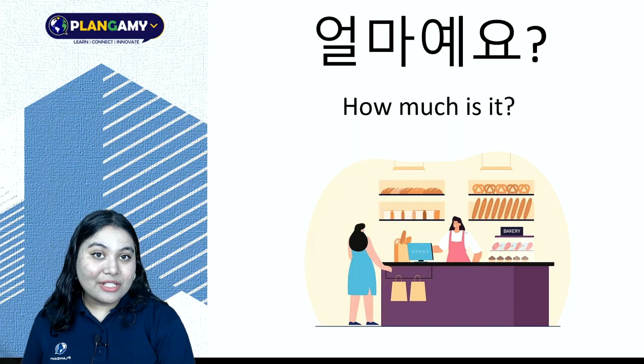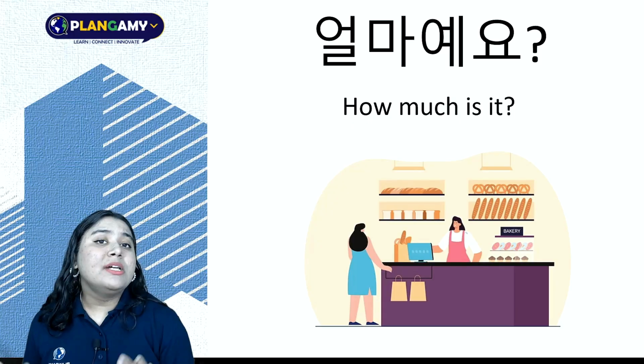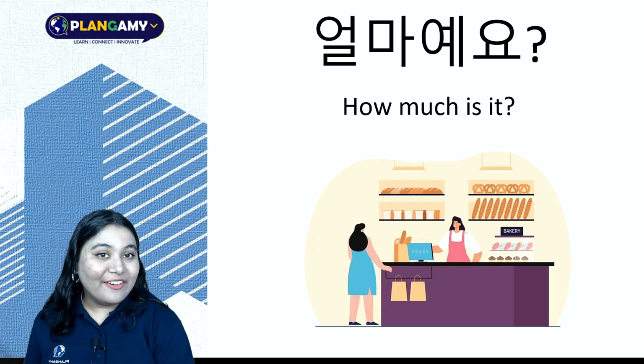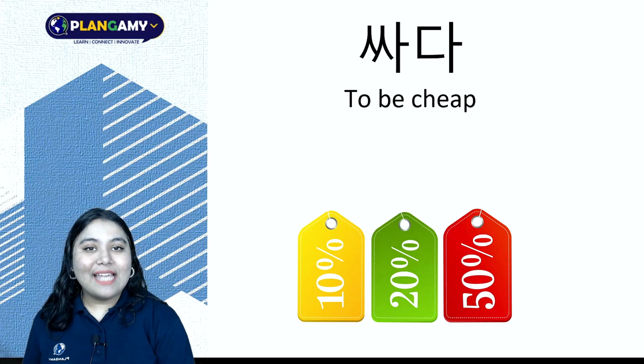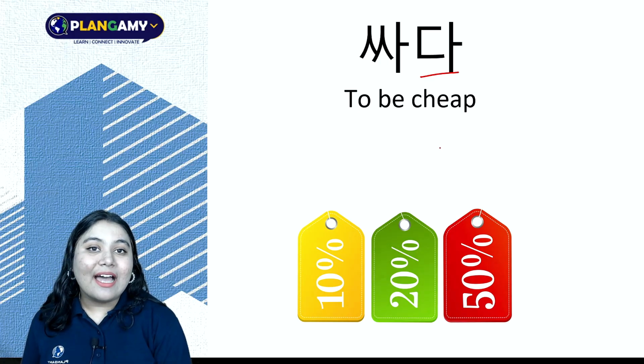얼마예요 is the expression which means how much is it? You're asking about the price. How much is it for? 얼마예요? Then we have 싸다. Now that is 다 at the ending, so we know that it's a verb or an adjective. In this case, it's an adjective. 싸다, to be cheap.